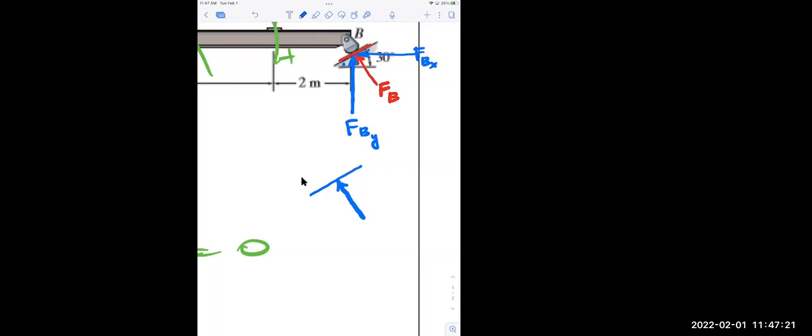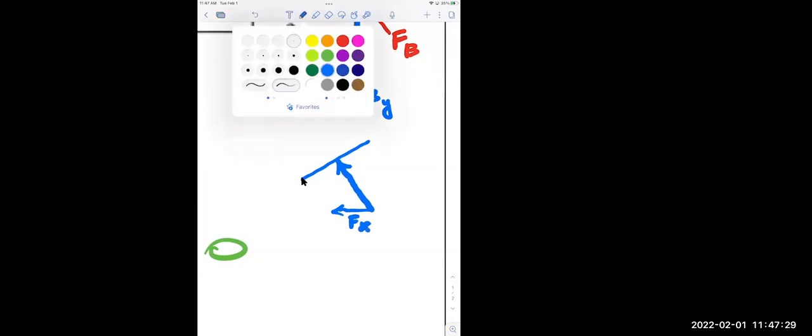So I guess I could think of it as, this is the force in X, and that would be the force in Y. Remember, the actual force of B is the hypotenuse, so it's going to be the biggest of the three. Since this angle is 30 degrees and this angle is 90, that means this angle right here would be 60, which means this angle is 30.